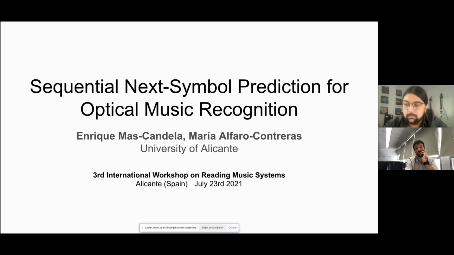Because in the end, if we are following what the musician is reading, I understand that when you are reading a chord, you are reading the chord, but your eyes go to the different notes, or at least a rough space in the chord. So somehow this sequential next symbol prediction is a kind of reading order prediction or eye tracker prediction. And this could be applied to polyphonic scores, right? So do you have any thoughts on this?